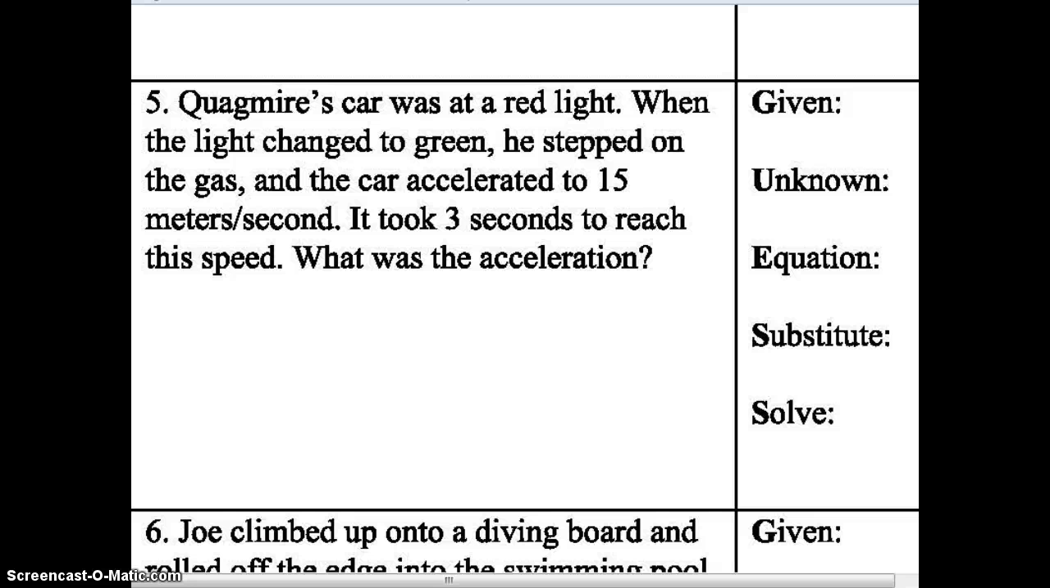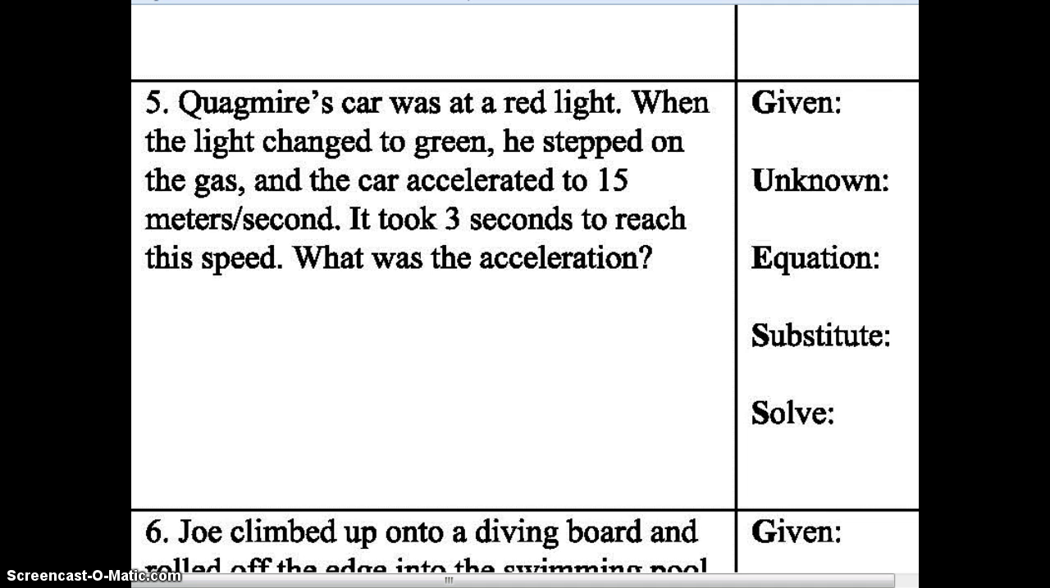Okay, folks, for the second video, we're going to have to jump right to the acceleration. I don't want to take up too much more time to do another speed problem. So we're going to look at the first acceleration problem on the back side of your paper. This is question number 5 about Quagmire and his car.